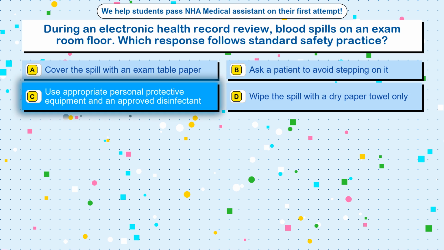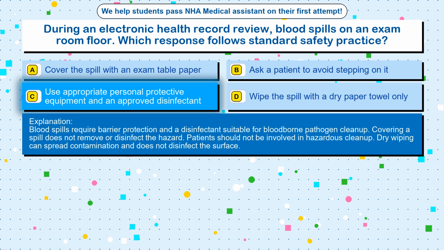Use appropriate personal protective equipment and an approved disinfectant. Blood spills require barrier protection and a disinfectant suitable for bloodborne pathogen cleanup. Covering a spill does not remove or disinfect the hazard. Patients should not be involved in hazardous cleanup. Dry wiping can spread contamination and does not disinfect the surface.